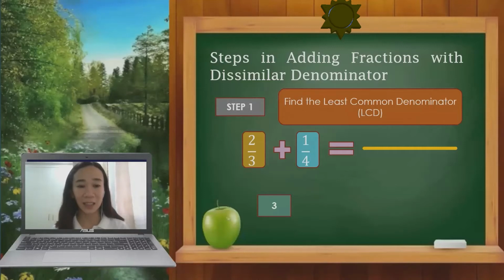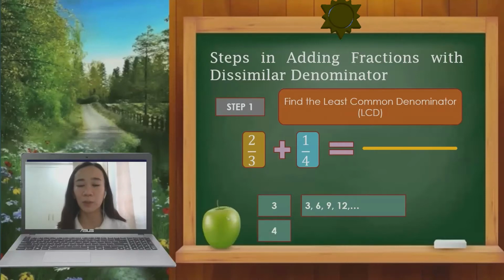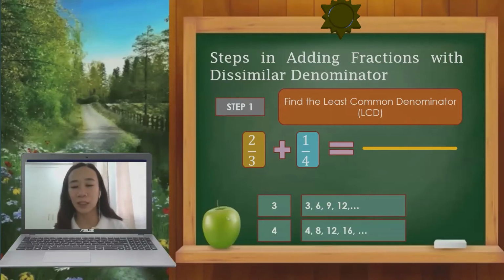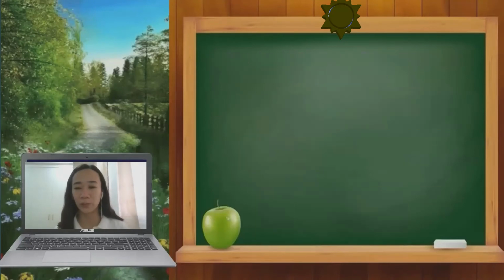In finding the LCD, we need to list the multiples of each number until we can find a number which is a common multiple of the denominators. So let us find the multiples of 3. 3, 6, 9, and 12. How about the multiples of 4? 4, 8, 12, 16. And as we can see, we can stop now since we have been able to find a common multiple for both 3 and 4, which is the number 12. And meaning to say, the number 12 is our LCD, or the least common denominator.